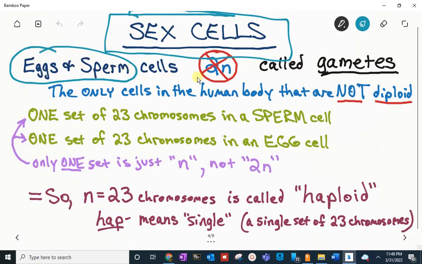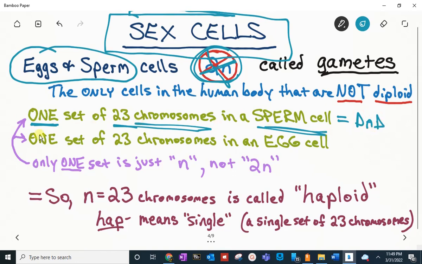So the eggs and the sperm cells are not 2N. They are not two sets of 23 chromosomes. They're just one set of 23 chromosomes from whichever parent has this sex cell. So you can have one set of 23 chromosomes in a sperm cell, that would be your chromosomes from your dad. Or you could have one set of 23 chromosomes in an egg cell, and that would be the chromosomes from your mom. So the sex cells, the egg and sperm cells, only have one set. So that's just N. That's not 2N, because 2N means there are two sets.